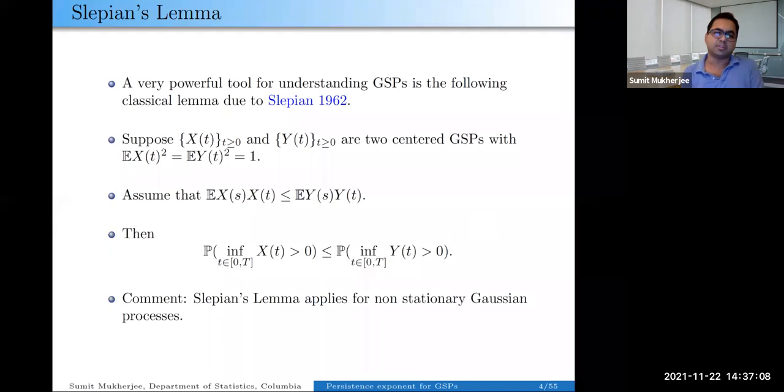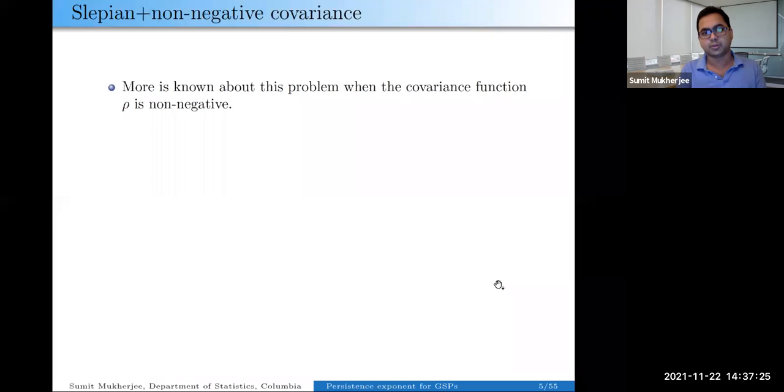Just as a comment, in this talk we are only going to focus on stationary processes, but Slepian's lemma is much more broad. It applies for non-stationary Gaussian processes as well. You just have to compare correlations. That's pretty much it. Okay, so what is known focuses mostly on the case when your correlation is non-negative.